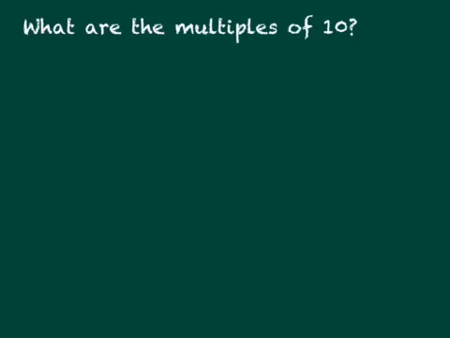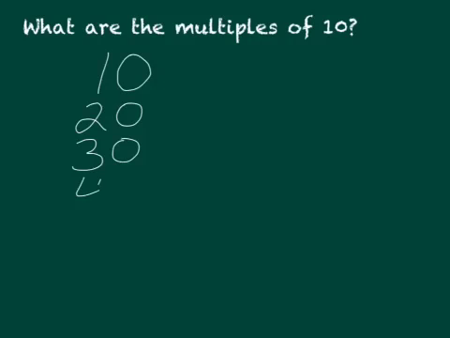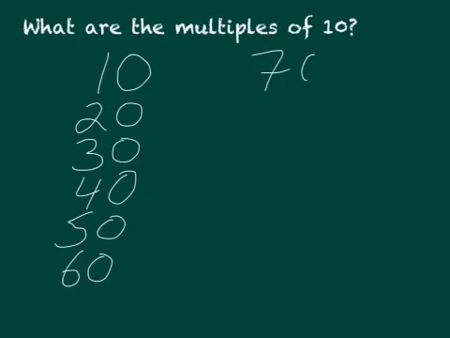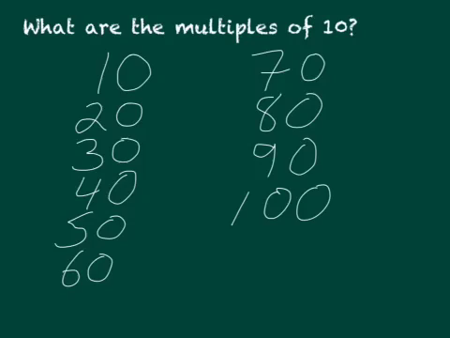So first things first, what are the multiples of 10? Well, we learned this a long time ago. The multiples of 10 are 10, 20, 30, 40, 50, 60, 70, 80, 90, 100, and on and on and on. Notice the pattern in these. Each multiple ends in 0. That's going to be very important with what we're about to do.